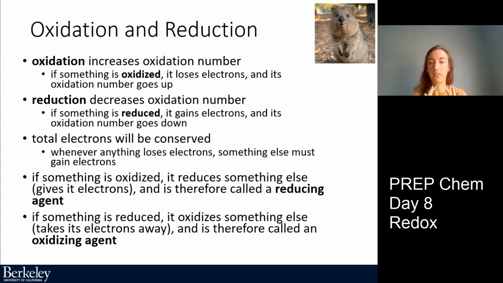So just to say that all again, if something is oxidized, it reduces something else by giving it the electrons that it is losing, and is called a reducing agent. So if I ask you, what is the reducing agent in this reaction, you need to find the thing that has been oxidized. That is the reducing agent. And similarly, if something is reduced, it has gained electrons, which means it has oxidized something else by stealing those electrons, and therefore it is called an oxidizing agent. So the thing that's oxidized is the reducing agent, and the thing that's reduced is the oxidizing agent.